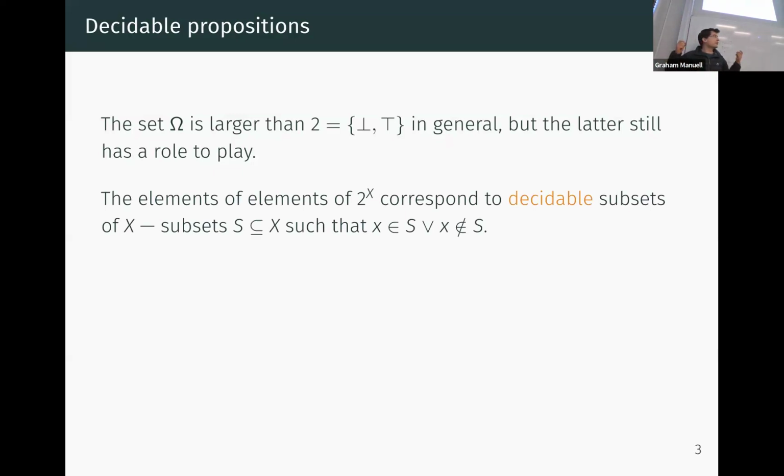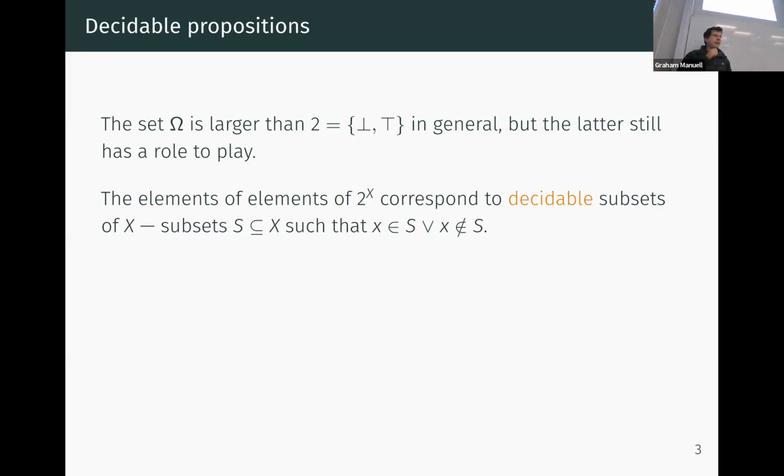So we can still consider 2 to the x. This is interesting. This corresponds to maps from x to 2. And a map from x to 2, 2 is a subset of omega, so a map from x to 2 is going to be a certain special subset of x. And these special subsets of x are called the decidable subsets.